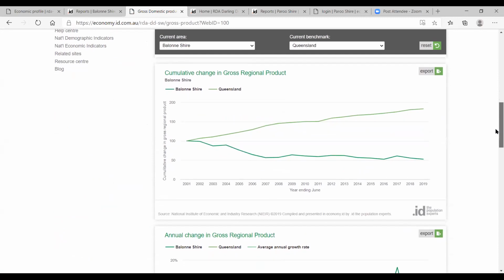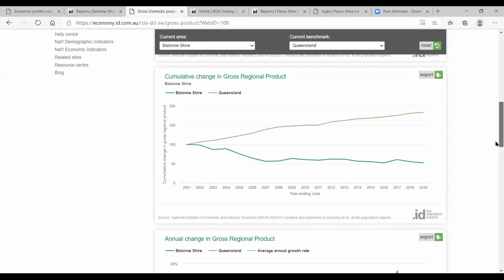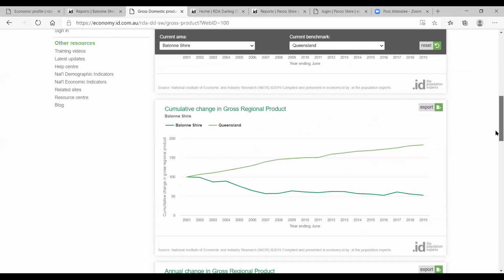Here's my cumulative change. So depending on what story you want to tell might depend on what graphic you choose here. So we can see our cumulative change compared to Queensland. So this is a good chart to be able to look at to say, well, actually, we're moving away from Queensland. Queensland seems to be growing and we seem to be moving in the opposite direction.